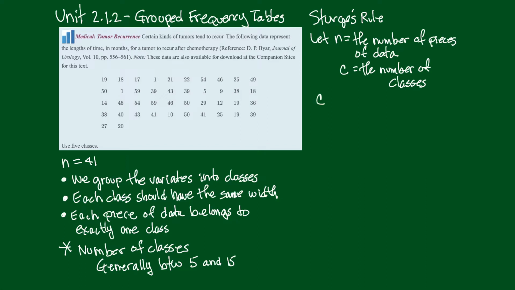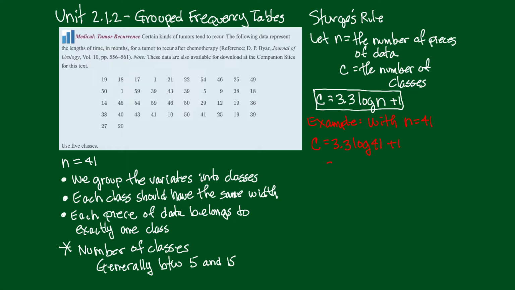So here's what we've got. C, the number of classes, is equal to 3.3 times the logarithm. Now don't worry about that. Your calculator will do that. The log of n, plus 1. Okay, this is Sturges' Rule, and it just gives you an estimate for the number of classes you could use for your data set. So if n is equal to 41, here's what we'll get. C, an approximate number of classes, is 3.3 times the logarithm base 10 of 41, and then plus 1.